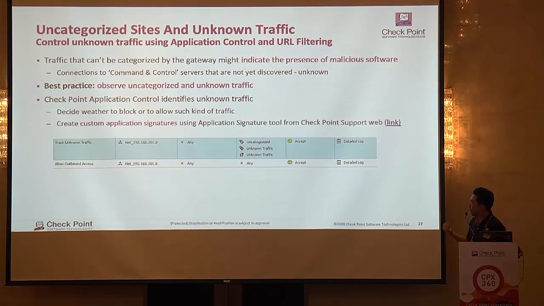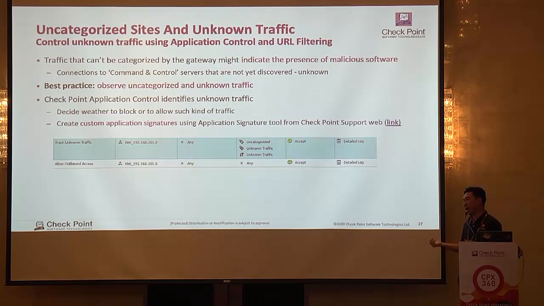This slide is again about some of the recommendations for unknown traffic. There's no way to match all the applications, especially internal applications, which have no signature or categorization ready. So we suggest you create a policy to accept all the uncategorized, unknown-category traffic. The reason is that once we enable this with detailed logs, you can look at the log view to see how many unknown applications are running inside your environment.